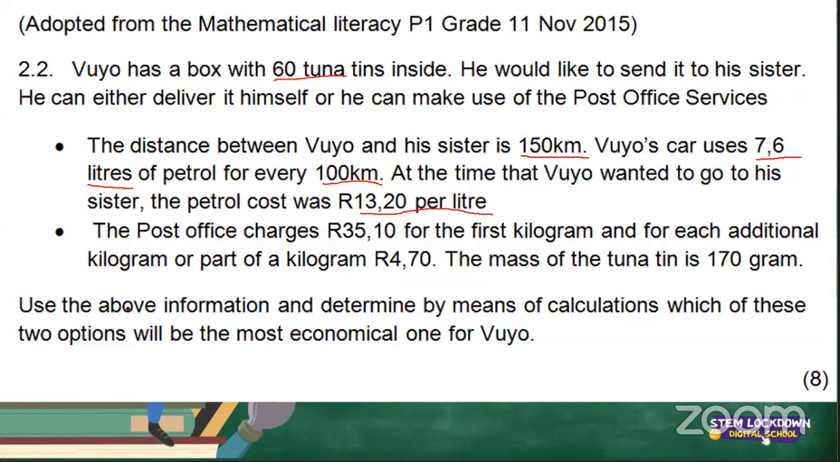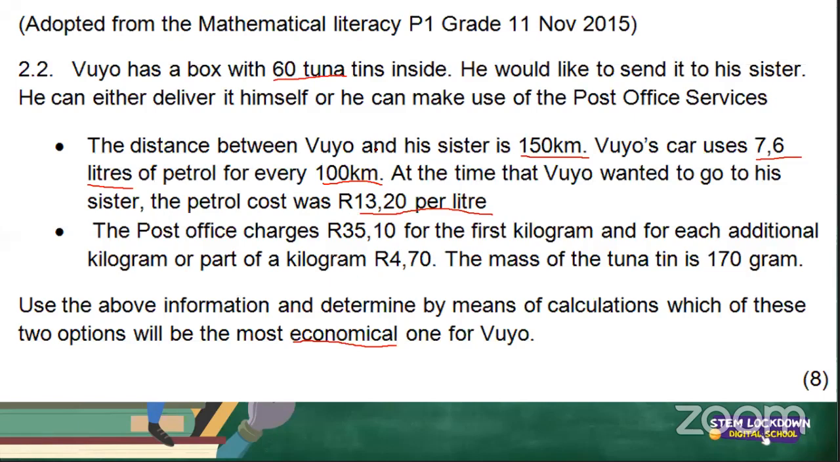It says use the above information and determine by means of calculations which of these two options will be the most economical. In other words, which one will be the cheaper option? Same work, but cheaper. In other words, Vuyo's sister receives the box, but at a cheaper cost to Vuyo.